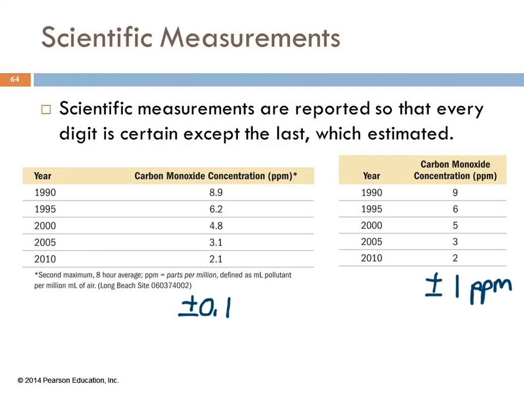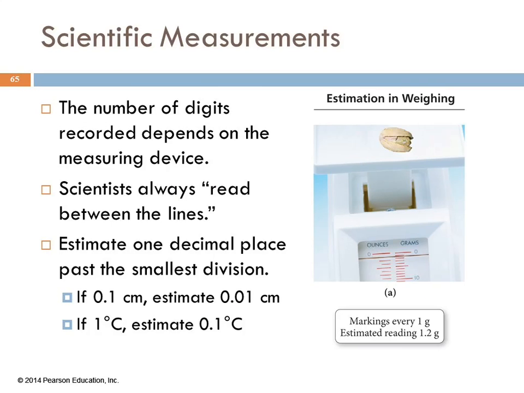So we deal with uncertainty in numbers in our everyday lives. In science, we are just more careful about how we specify the numbers. And so it's important to understand the last digit is always understood to be uncertain. So the number of digits that we record depends on the measuring device. This is a very important idea. Read between the lines. And I will get on you in lab about this. Read between the lines. There is information between the lines.